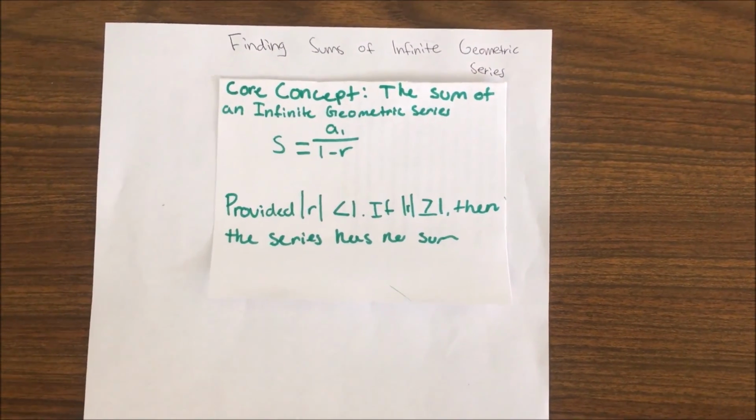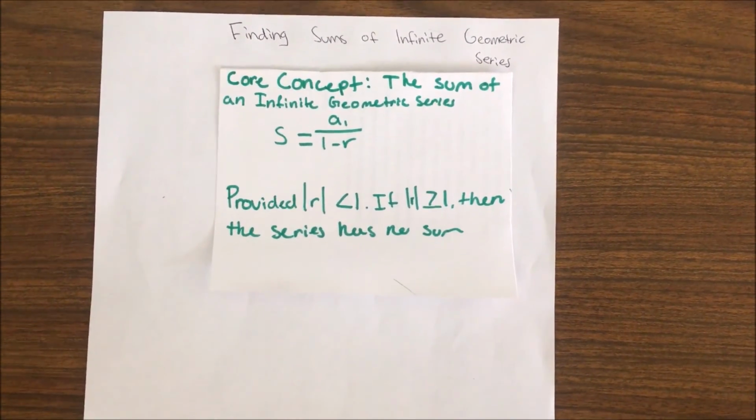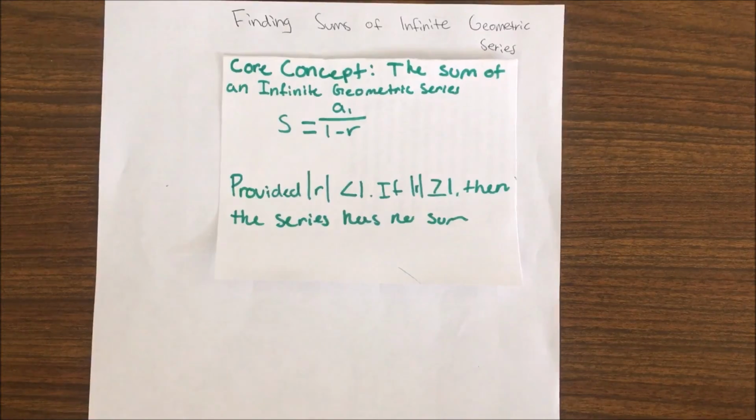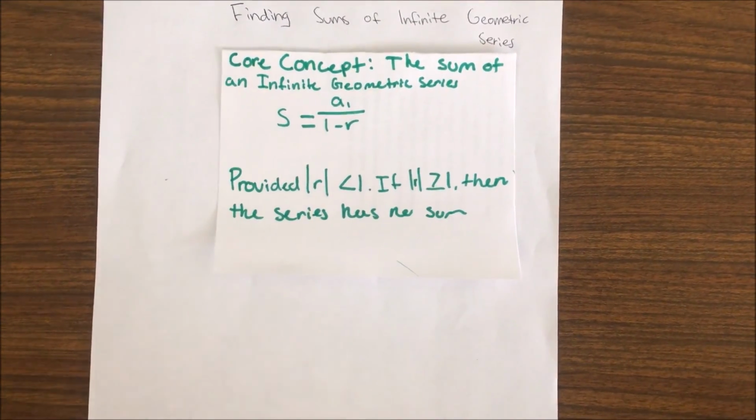Core concept. The sum of an infinite geometric series. The formula is S equals A1 divided by 1 minus R.